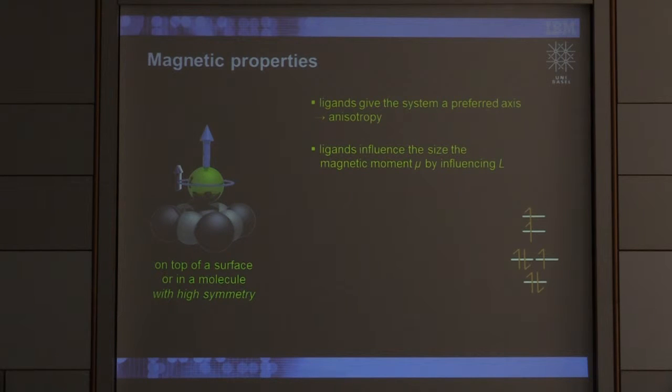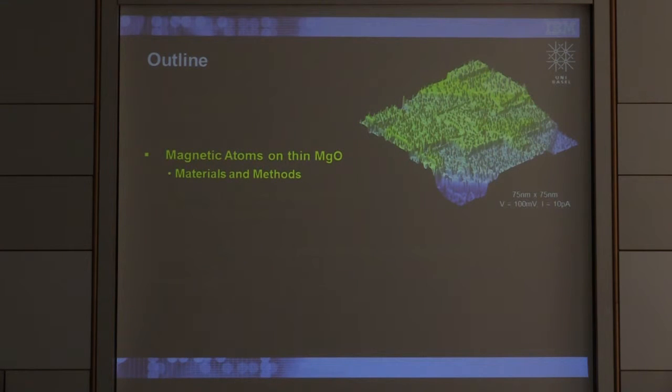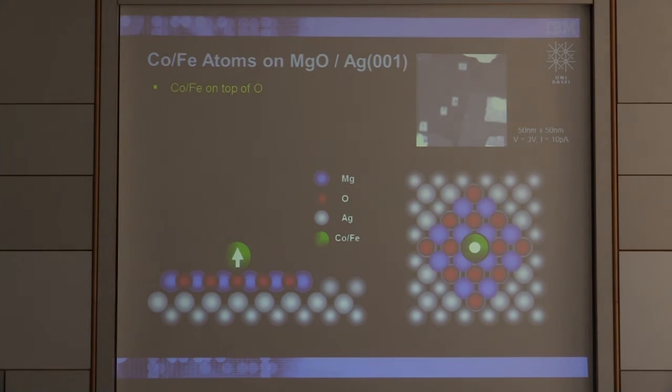So the ligands give your system an anisotropy. They give it an axis on which direction your L points in, but they also influence the size of your magnetic moment by influencing your orbital moment. Now, to the experimental part, we use cobalt and iron atoms on magnesium oxide.